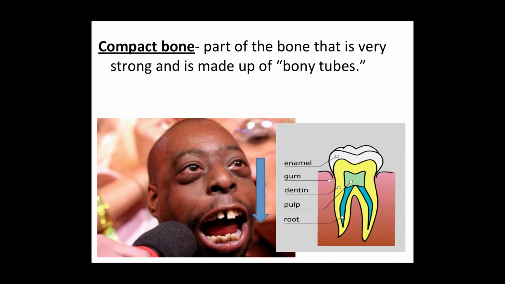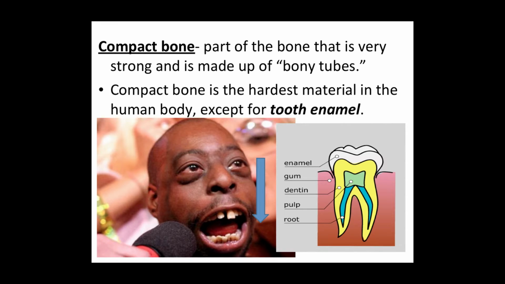Next, and I know the picture looks funny, but it has a point. Compact bone is the part of the bone that is very strong and is made up of bony tubes. The compact bone is the hardest material in our body except for tooth enamel. All right, tooth enamel is again a part of our skeletal system. So your teeth, your whole grill, yes, I said it, is a part of your skeletal system. Your teeth are bones as well. And the tooth enamel, which covers our teeth, is the hardest material in your whole body. Moving on.